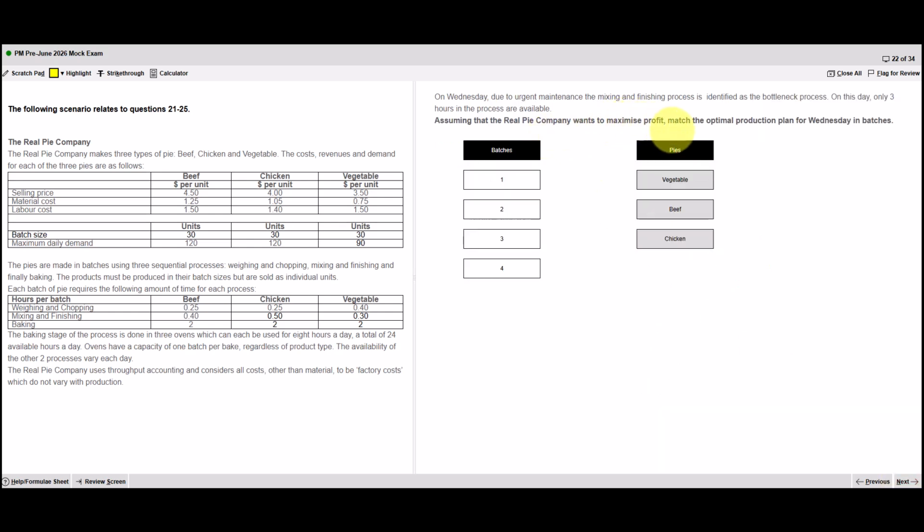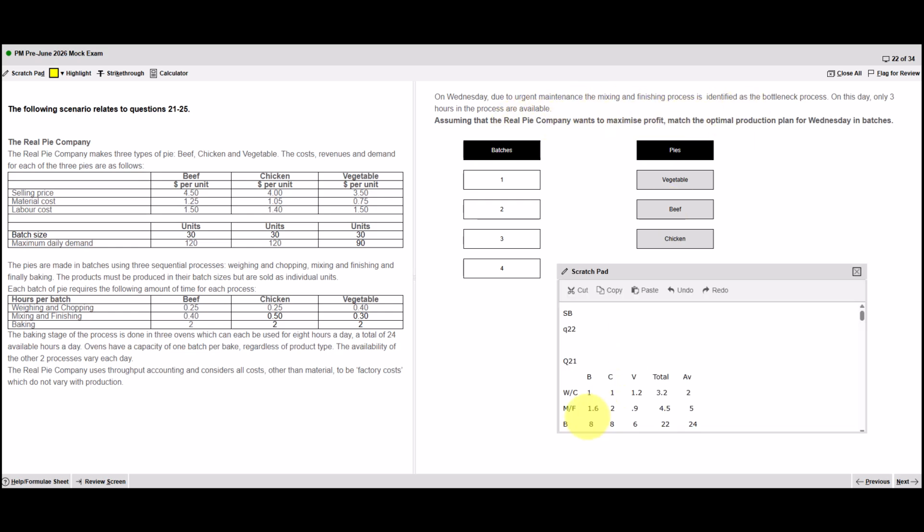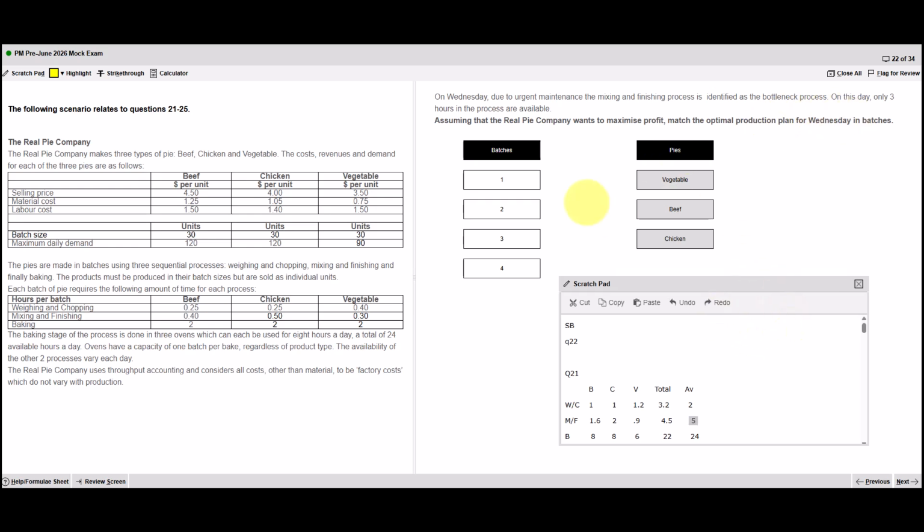Assuming they want to maximize profit, what's the optimal production plan for Wednesday in batches? Due to urgent maintenance, mixing and finishing process is identified as the bottleneck. On this day, only 3 hours in the process are available. So mixing and finishing, instead of 5 now, we only have 3. So we need to work out how many batches of each we'll produce. And to be efficient, I'm actually going to just add this to my table below.